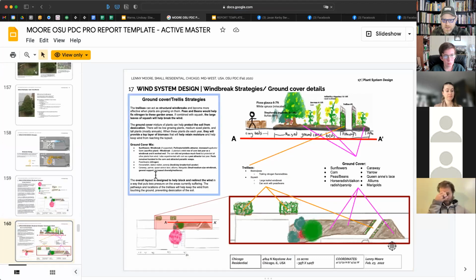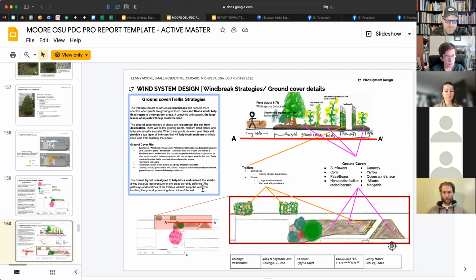Great. So we've got our ground covers here. We've got sunflower, corn, peas, beans, horseradish, daikon, parsnip. Parsnip and daikon are my go-to for vegetative soil decompaction. Caraway, yarrow, Queen Anne's lace, alliums, marigold. Yeah, this is a great list.